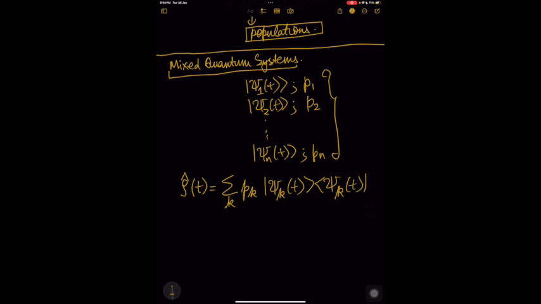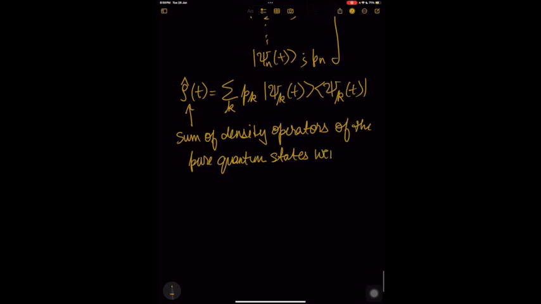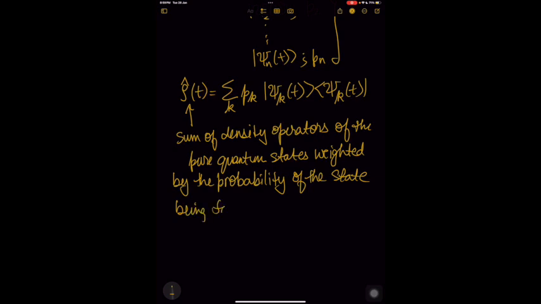You can observe in this case that this is the density operator of a mixed quantum system, which is just the sum of density operators of the pure quantum states weighted by the probability of the state being found.